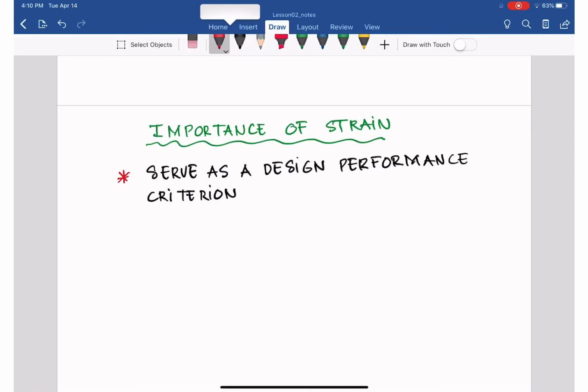Even though we already studied stress, strain is easy to measure, and you will see in lab number 3 that we basically measure the strain and then transfer it to stress. It'll be more easily measured. We can apply a strain gauge onto the body structure to measure the strain. So it is easier to measure than stress.